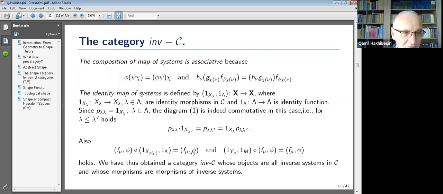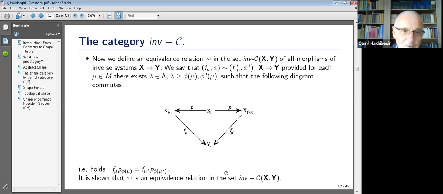We have thus obtained all these facts, which tell us that we have a category inv-C of inverse systems or projective systems of category C, whose objects are inverse systems in C and whose morphisms are morphisms of inverse systems defined above.